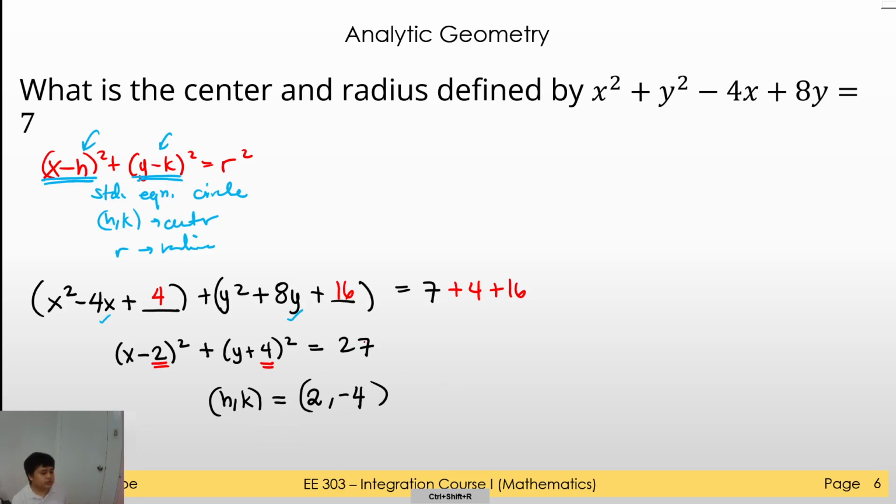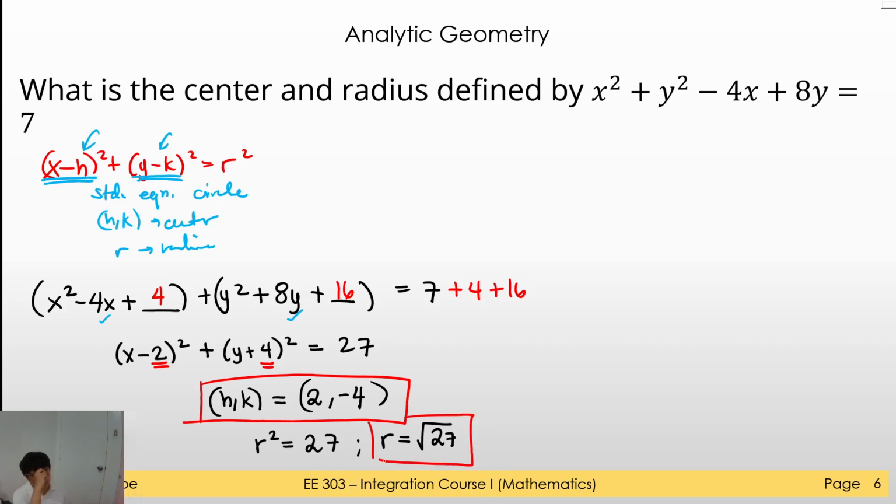And then for the r squared, we know that this is 27. So therefore r squared is equal to 27. Therefore, we can say that r is equal to the square root of 27. So this should be your final answer for this problem.